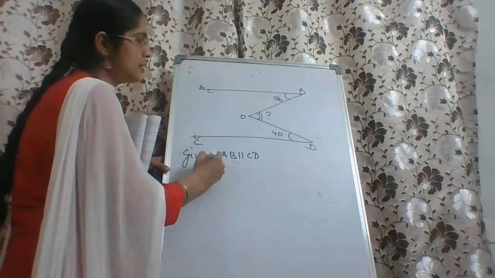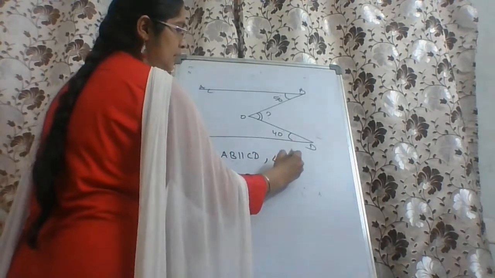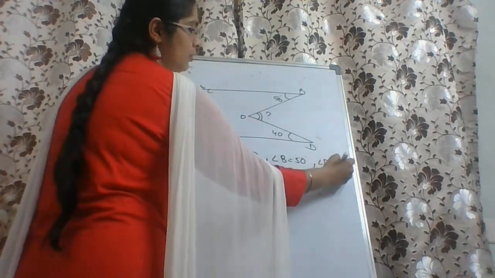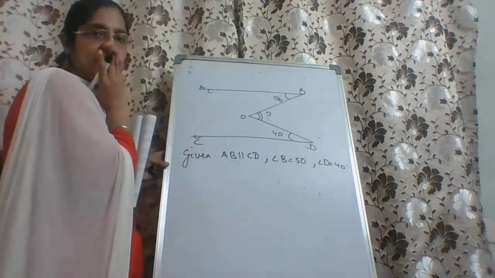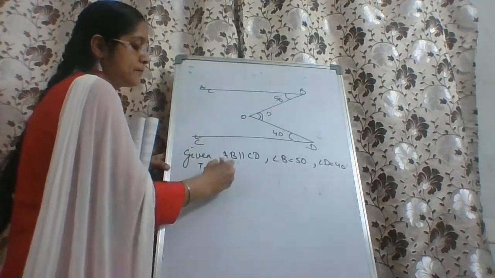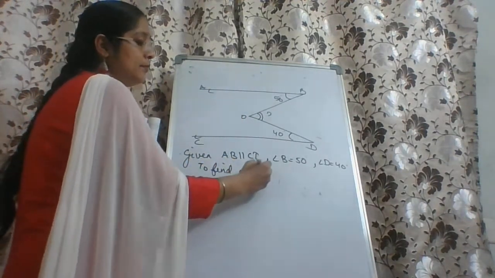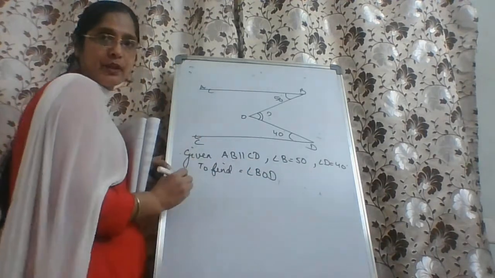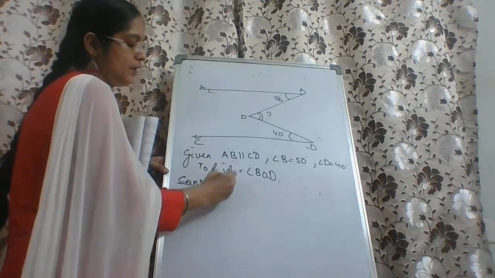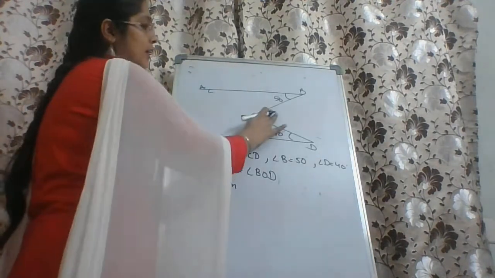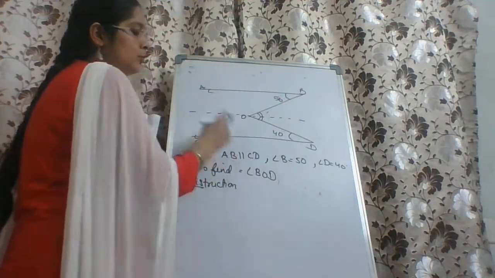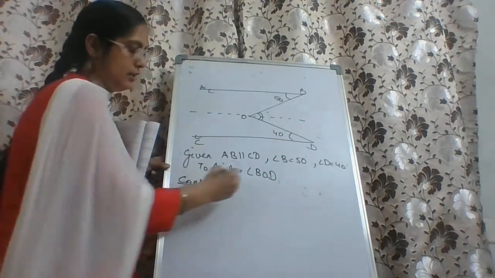Now what else is given? Angle B equal to 50 degree. Angle D equal to 40 degree. I can write it like this. Now, you have to find angle BOD. First of all, we are going to construct a line. Construct a line passing through O parallel to AB and CD.